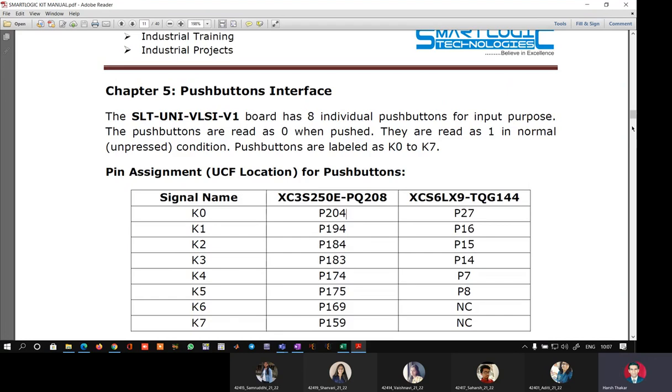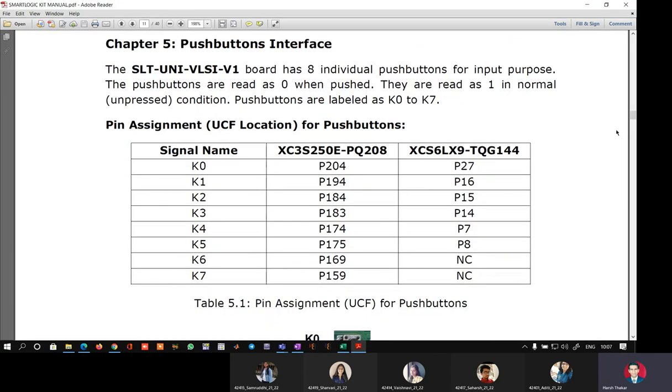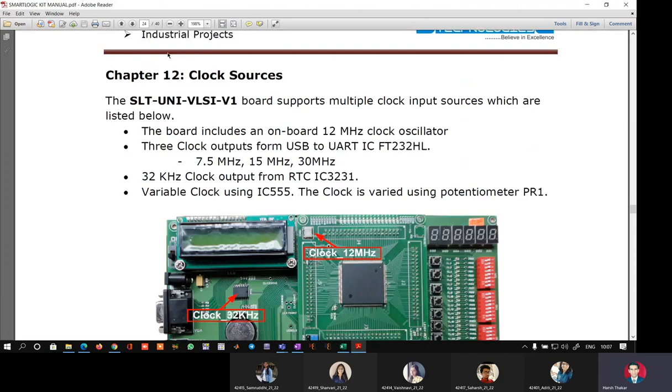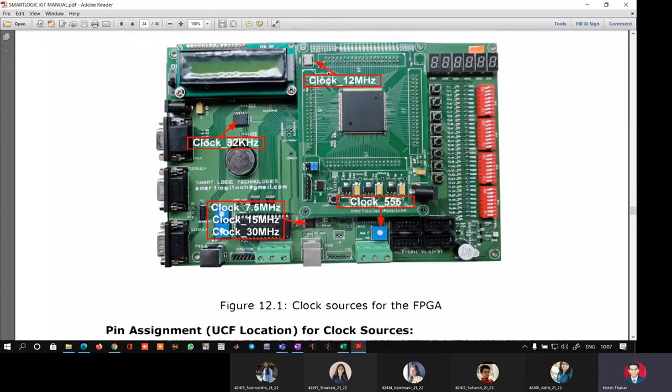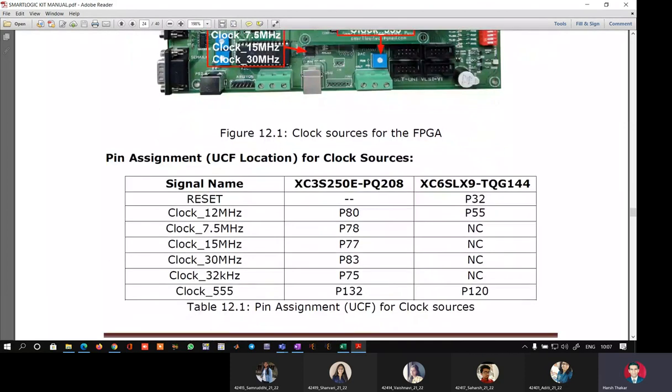Now the question comes that my system has a clock. So where will my clock come from? The clock sources available on the kit are given on page number 24. We can see here clock sources. Students, there are 6 different kinds of clocks available. The first is a 12 megahertz clock, second is 7.5 megahertz, third is 15 megahertz, fourth is 30 megahertz, fifth is 32 kilohertz, and sixth is 555 timer.